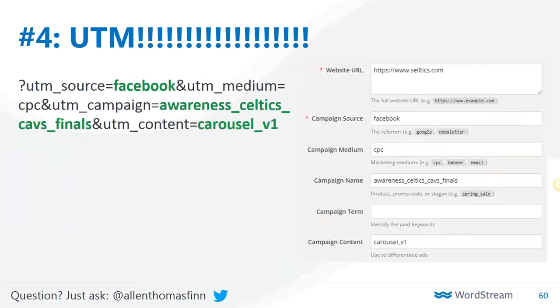Next, we're going to add the UTM parameters we talked about earlier to our ads. Before we can do that, we have to create the UTM parameters. So for our purposes here, we have our URL, selltix.com. Our campaign source is Facebook. Our campaign medium is CPC, cost per click. And the campaign name is Awareness Celtics Cavs Final.